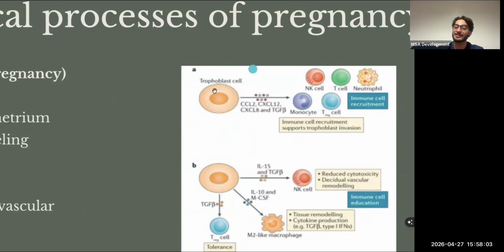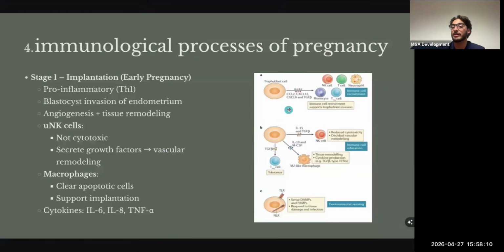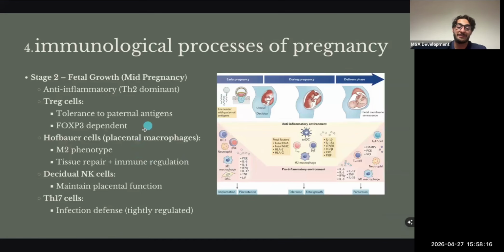All right, and this is what it would look like up here. That trophoblast cell is going to secrete all these things. They're going to activate all these cells, and it's going to be immune cell recruitment and supporting the trophoblast invasion of the uterine wall, if that makes sense. Okay. Stage two is fetal growth.